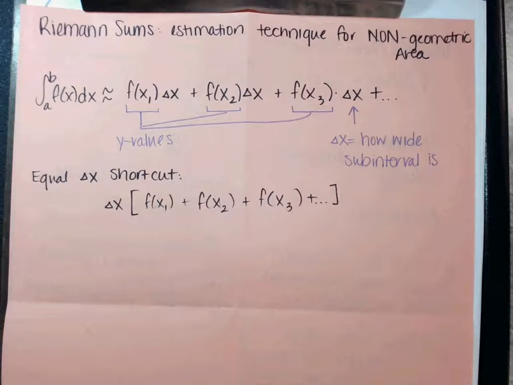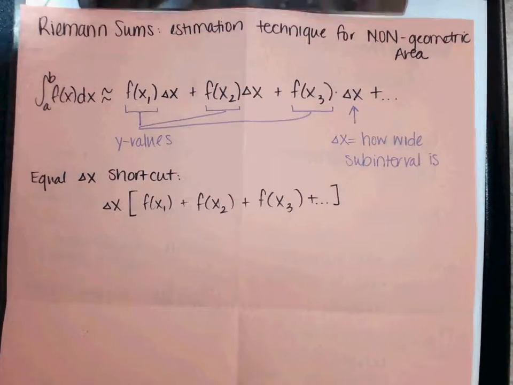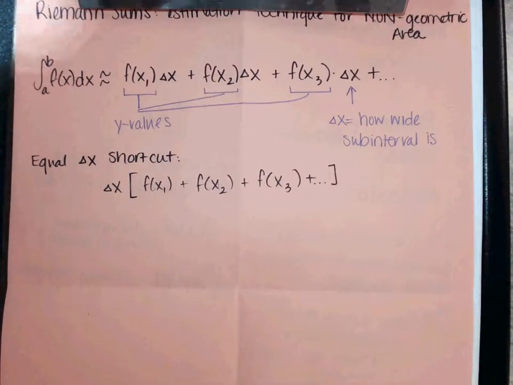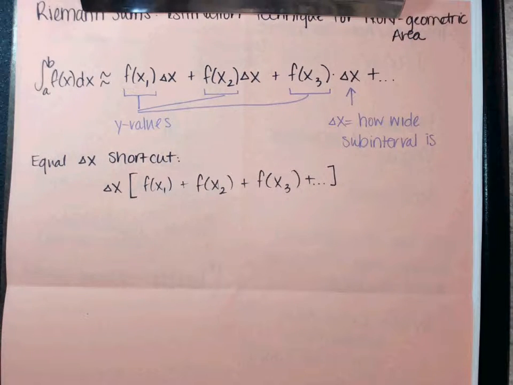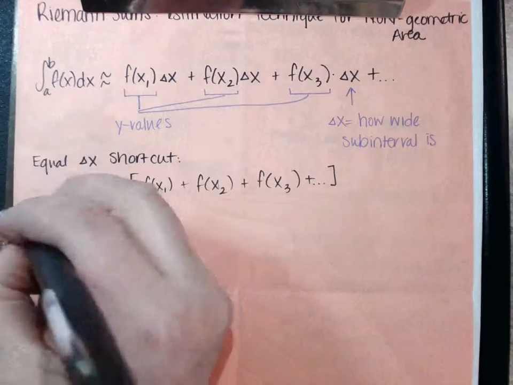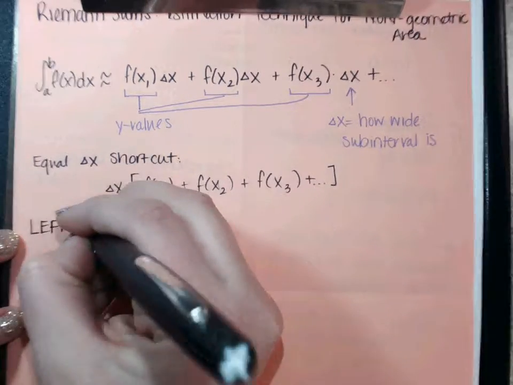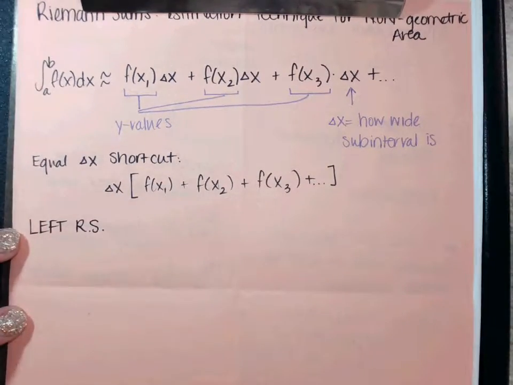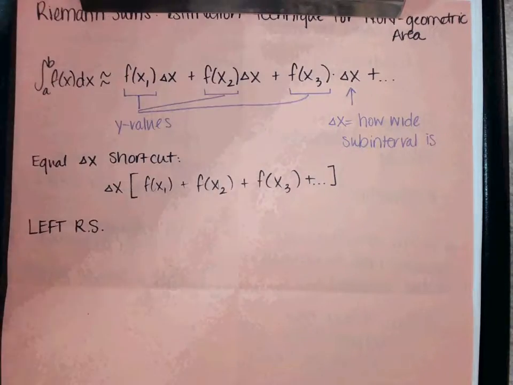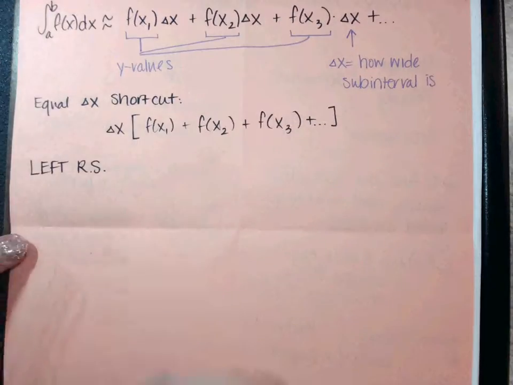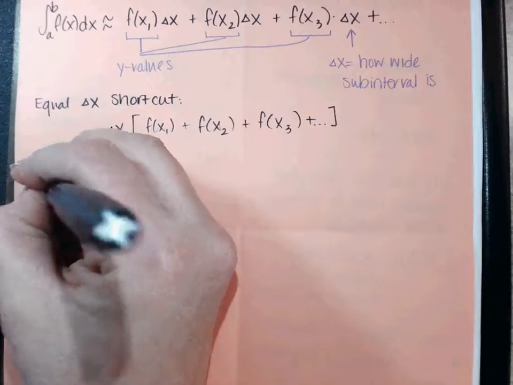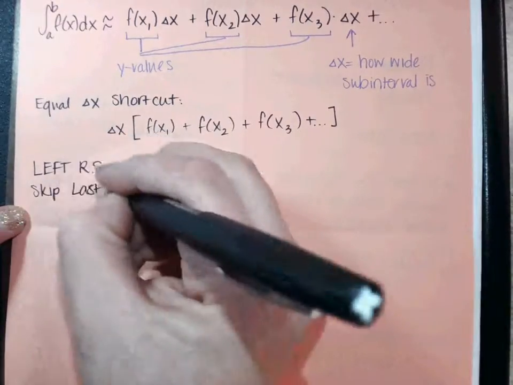Now, just for some quick little shorthands, if you are doing a left Riemann sum, which y value gets skipped? The first one or the last one for a left Riemann sum? Okay, very good. So I'm going to put that on here. If it is a left Riemann sum, that's left RS, Riemann sum, write that out if you think you might forget. Okay, you are going to skip the last y value.